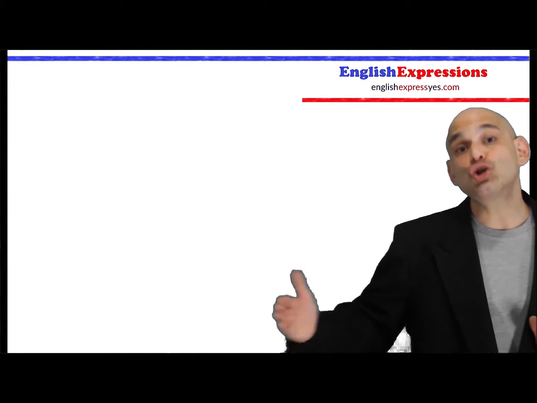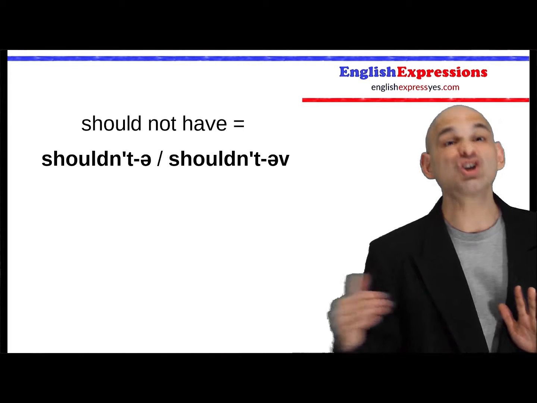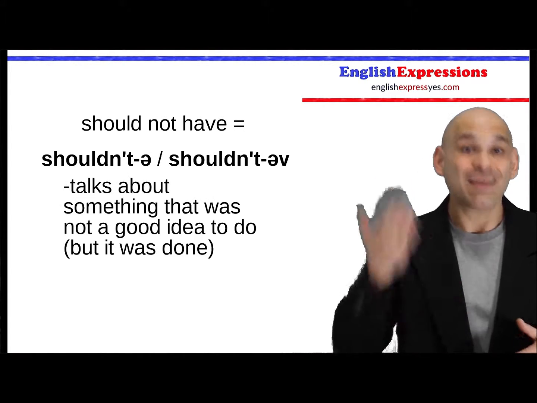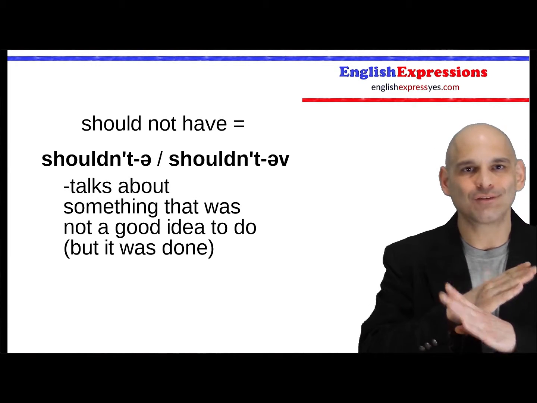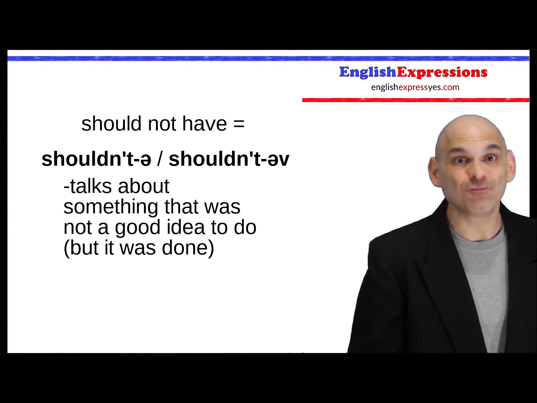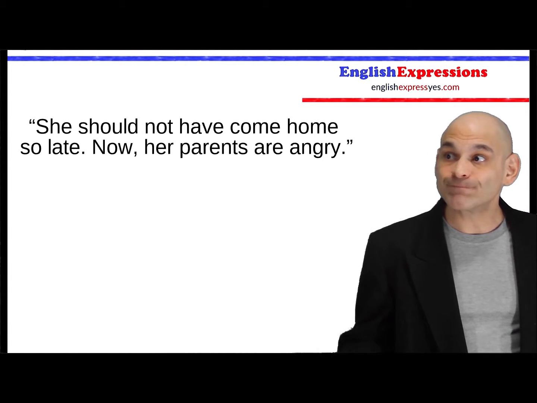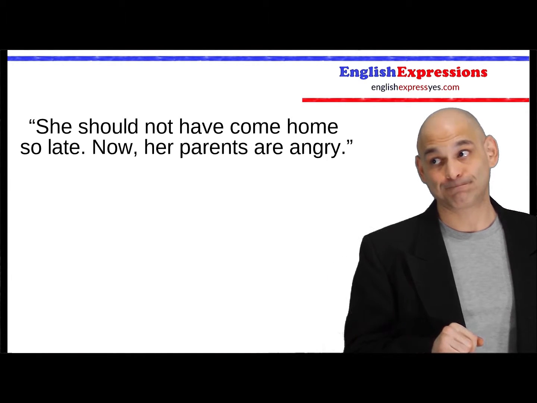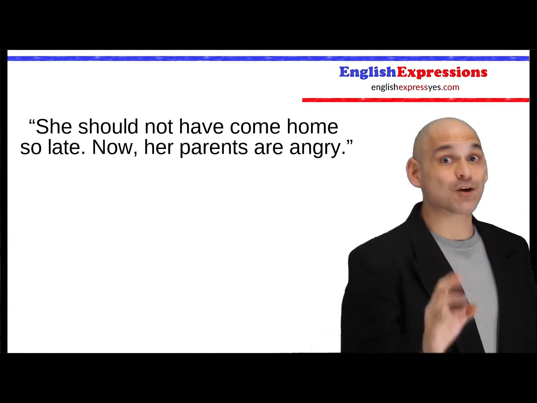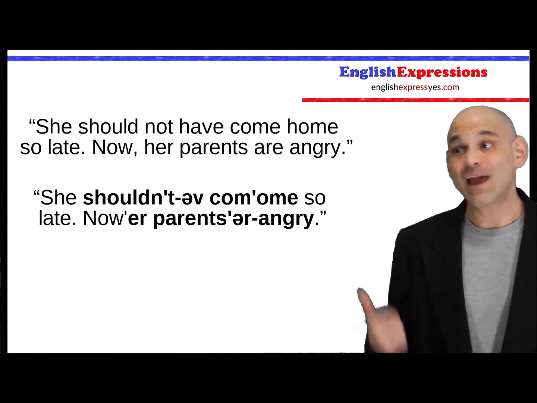Now, we also say should not have, but we say shouldna or shouldn't have. And should not have means something in the past was not a good idea, but they did it. For example, she should not have come home so late. Now her parents are angry. Okay, a native English speaker wouldn't say this. A native English speaker would say, she shouldn't have come home so late. Now her parents are angry.